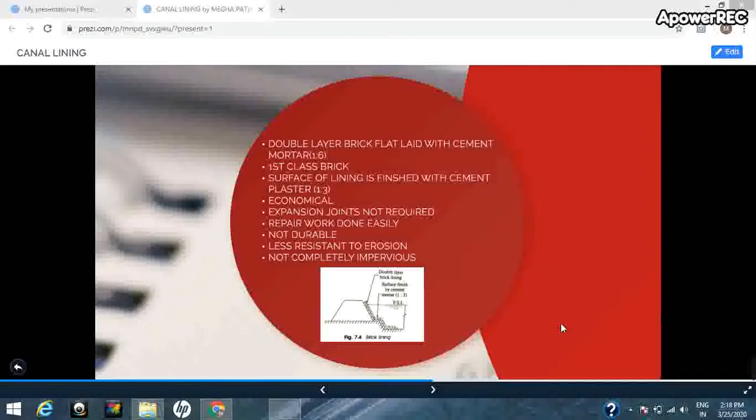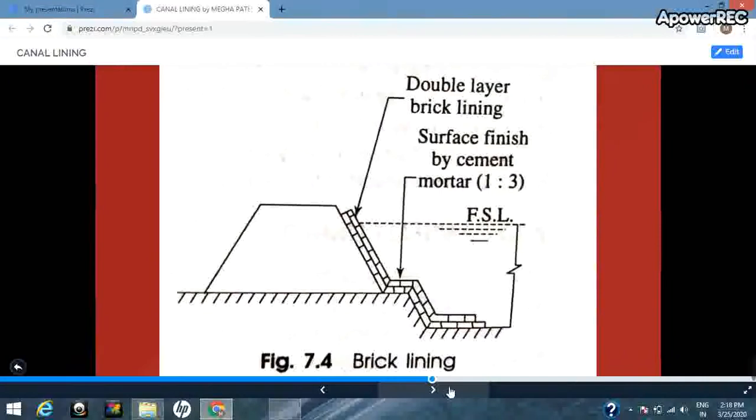It is not durable, it is also less resistant to erosion, and it is not impervious also. So this type of lining is only used when economy comes into consideration. Economical is the advantage, expansion joints not being required is the advantage, repair work done easily is the advantage. It is not durable, it is not impervious, and it is less resistant to erosion. This is a diagram showing a brick lining. It can be used in full cutting also, and it can be used in partial banking and partial cutting also. Okay, so this is a canal which is being constructed in partial banking and partial cutting.